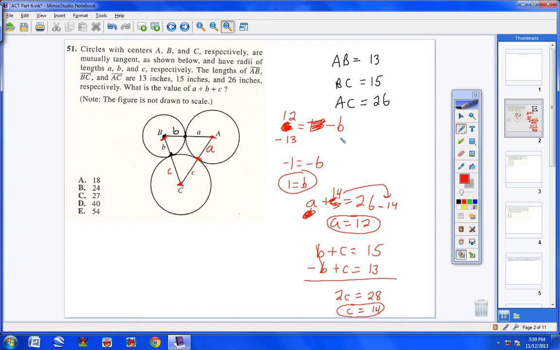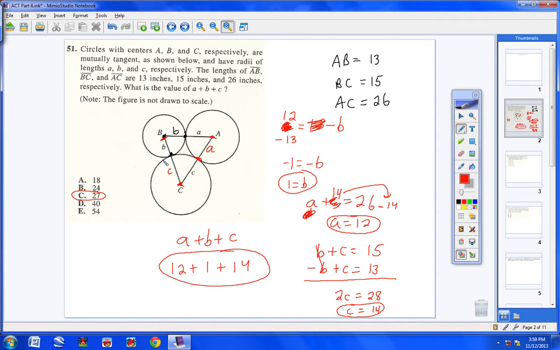So you did it. And now they're asking you, what is the value of A plus B plus C? So A plus B plus C. Well, A is 12, B is 1, C is 14. I'm getting 27. 12 plus 1 is 13, plus 14 is 27, okay?